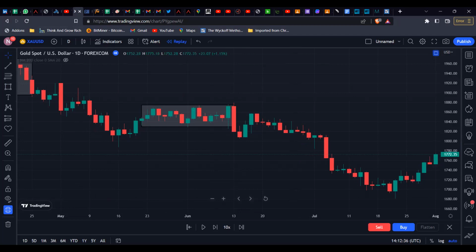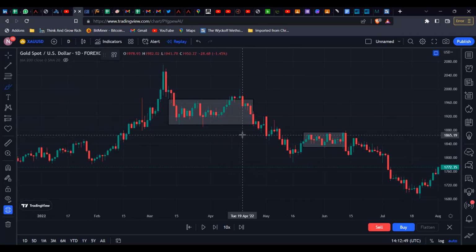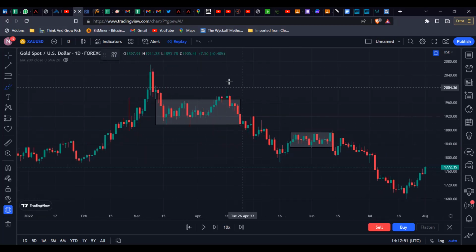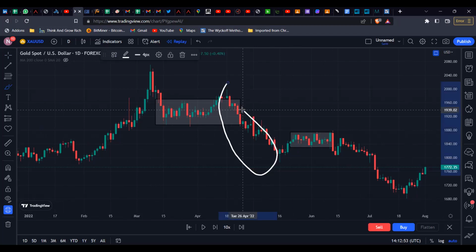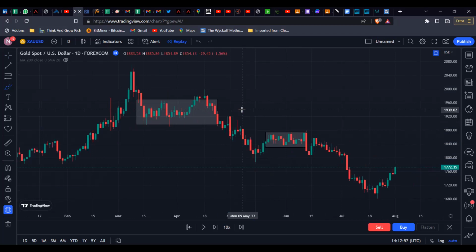This is where most people will get it wrong, because they'll be looking to get involved buying or selling just because they see candlestick formations, or just because they see a ranging market and a break out of this area. However, remember what Wyckoff was talking about. First thing is you want to identify what is the trend. How do you know the trend? Well, the trend is the area of the market with the biggest move in the shortest possible time.